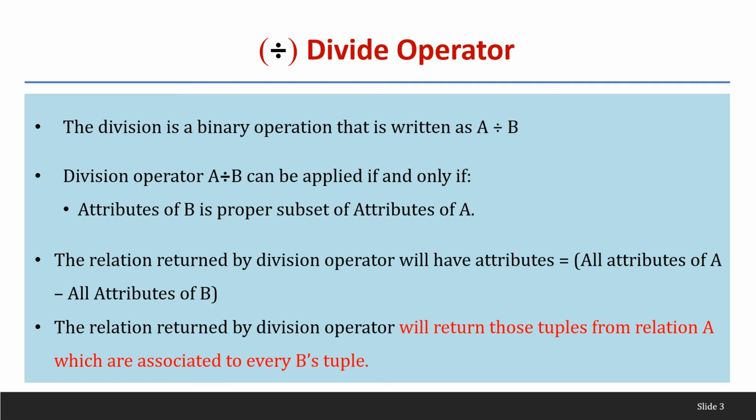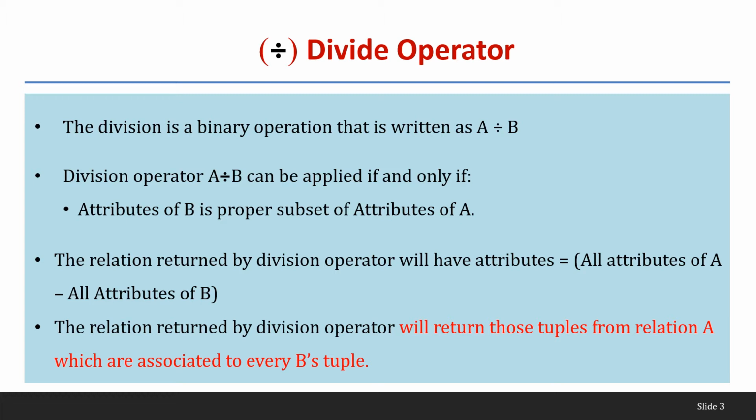The division is a binary operation that can be written as A divided by B. This division operation can be applied to two relations if and only if the attributes of the second relation are a proper subset of the attributes of the first relation. That is, A divided by B can be applied only if the attributes of B are a proper subset of the attributes of A. And the resultant relation returned by the division operator will have all the attributes of A minus all the attributes of B.